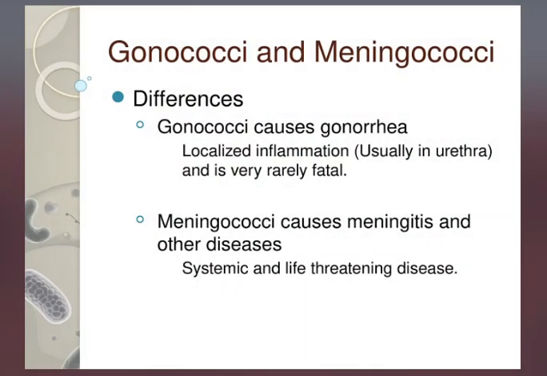Despite their similarities, gonococci and meningococci cause very different diseases. Gonococci cause gonorrhea, which usually results in localized inflammation, mainly in the urethra, and is rarely fatal. Meningococci, on the other hand, cause meningitis and other systemic diseases that can be life-threatening. This difference is critical for diagnosis and treatment approaches.